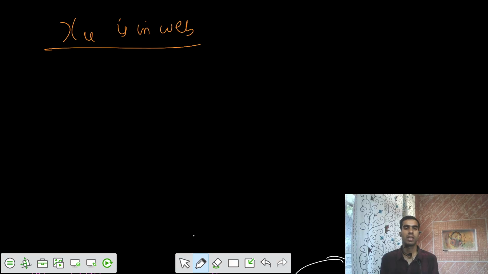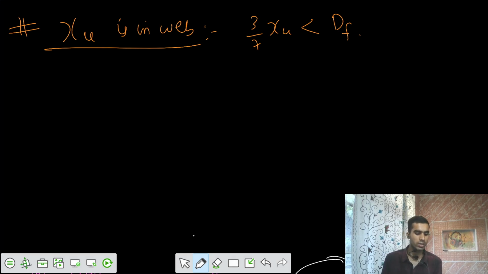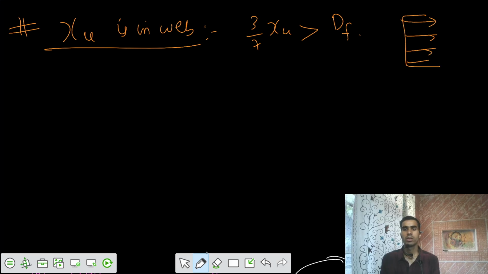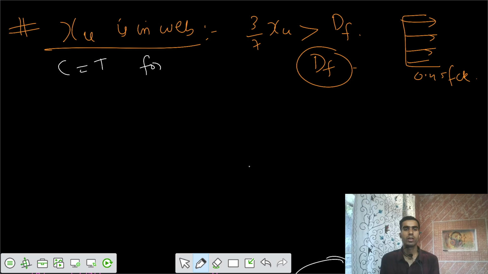So the assumption is that xu is in the web. Now the second assumption is about 3 by 7 of xu, which we can take as either less than or greater than Df. Let's say that Df is less. That means the entire part of the Df is having uniform stress, 0.45 fck. So the equation would be corresponding to Df. So let's equate C equals to T for the calculation of xu.